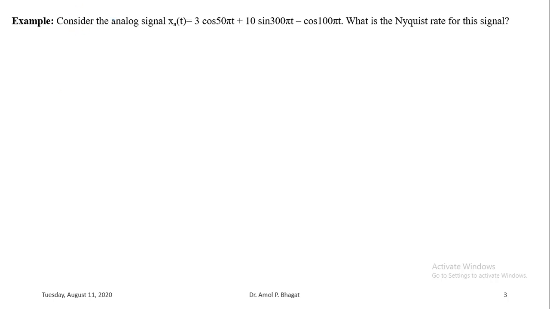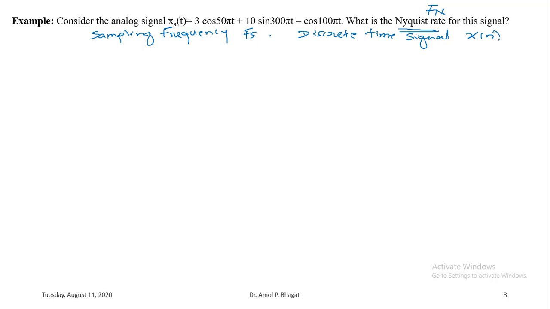Here we are extending this problem. We will try to identify the Nyquist rate, that is FN, as well as the sampling frequency, and as well as the discrete time signal, that is x of n, from the given x of t. Now solve this. So, solution.